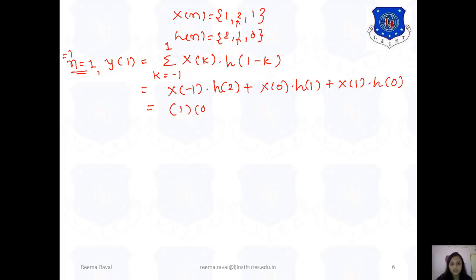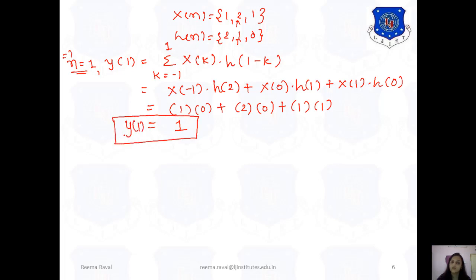H of 2 is not there, so it is 0. Plus x of 0. X of 0 is what? 2. H of 1. H of 1 is 0. Plus x of 1. X of 1 is 1. And h of 0. H of 0 is 1. Right? So the answer will be 1. So here y of 1 will be equal to 1.